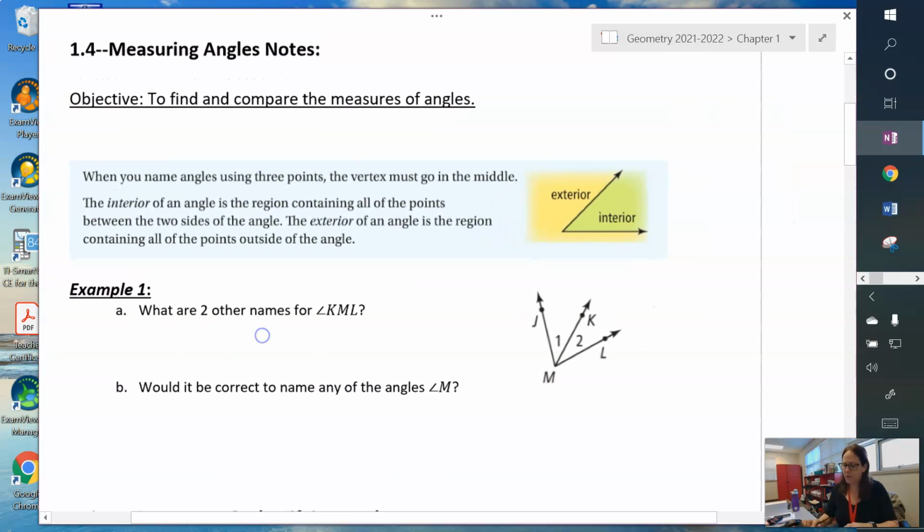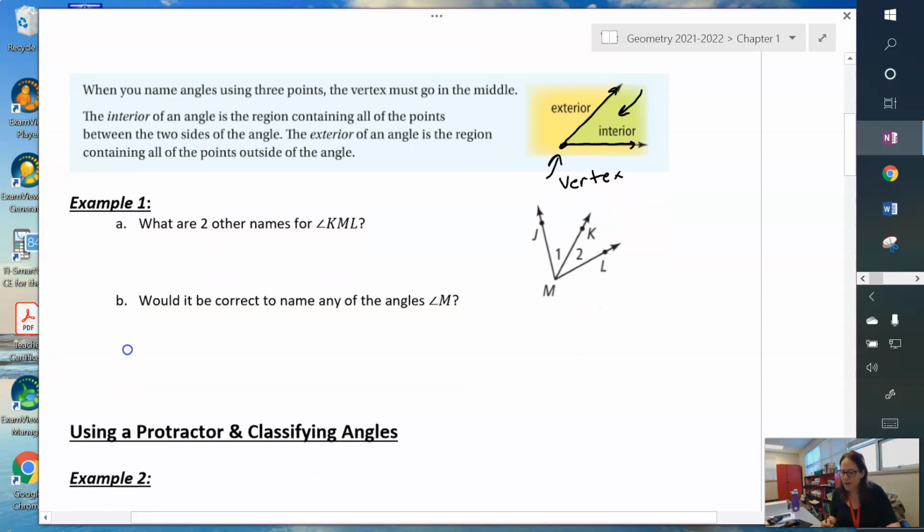An angle is formed when you have two rays and they meet at the same endpoint. So right here, here are your rays. There's the endpoint. That point there is called the vertex. Then inside the two rays is the interior, and outside of that is the exterior.